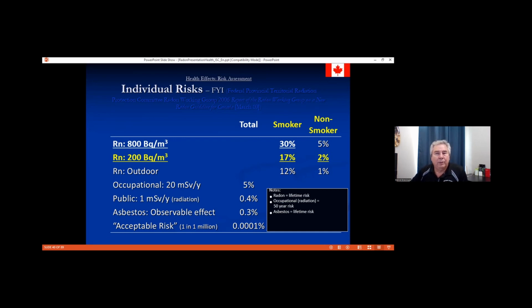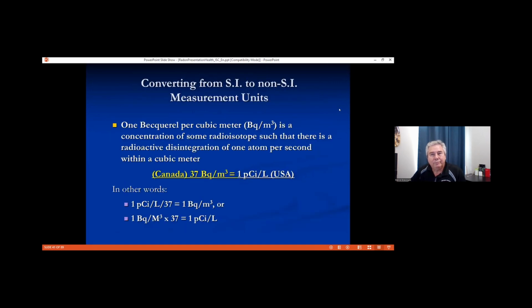So at 800, back before 2007, there was no action required to lower the levels if your levels were at 800 or less. So again, 1 becquerel per cubic meter, 1 disintegration per second in a cubic meter of air. That's what that means. Becquerels per cubic meter.